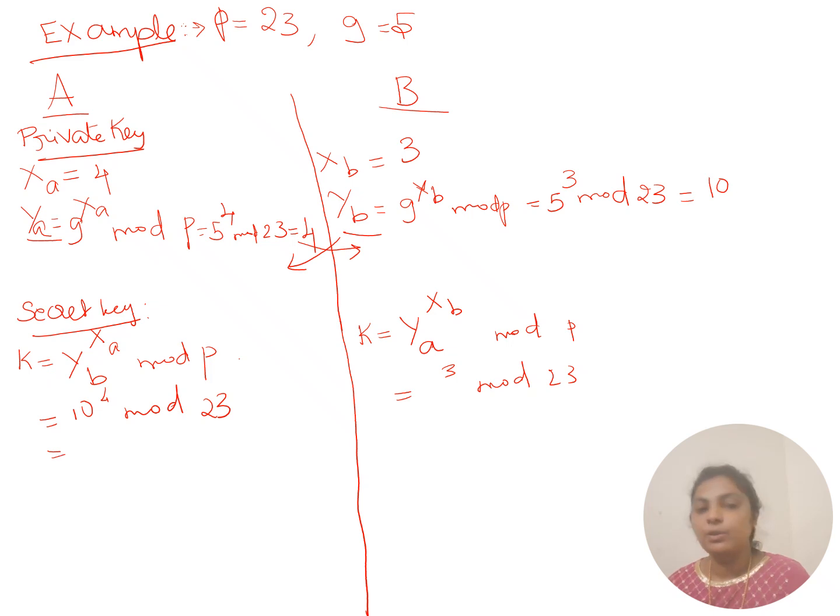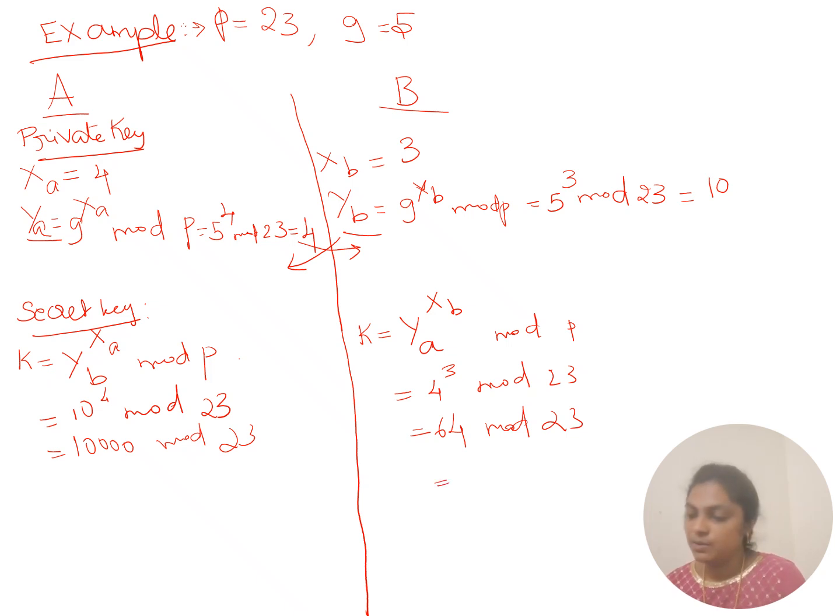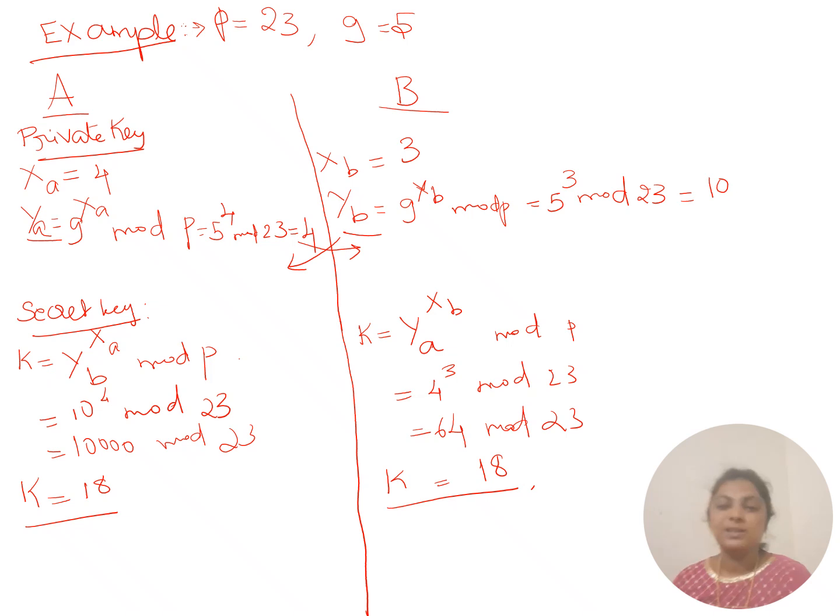So you all must know that it is going to be 10,000 modulo 23, and here, 4 fours are 16, 16 fours are 64 modulo 23. So 64 modulo 23, if you do it in the calculator, we'll be getting 18. Same way, 10,000 modulo 23 also we will get the same thing.